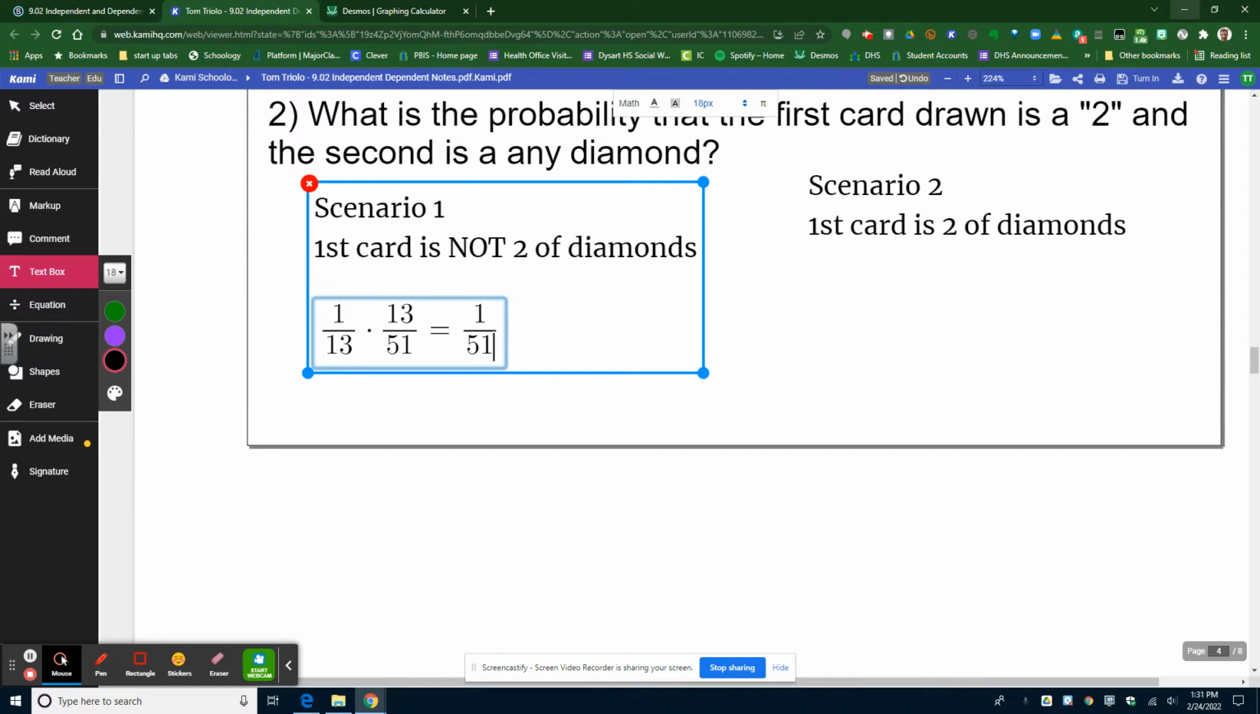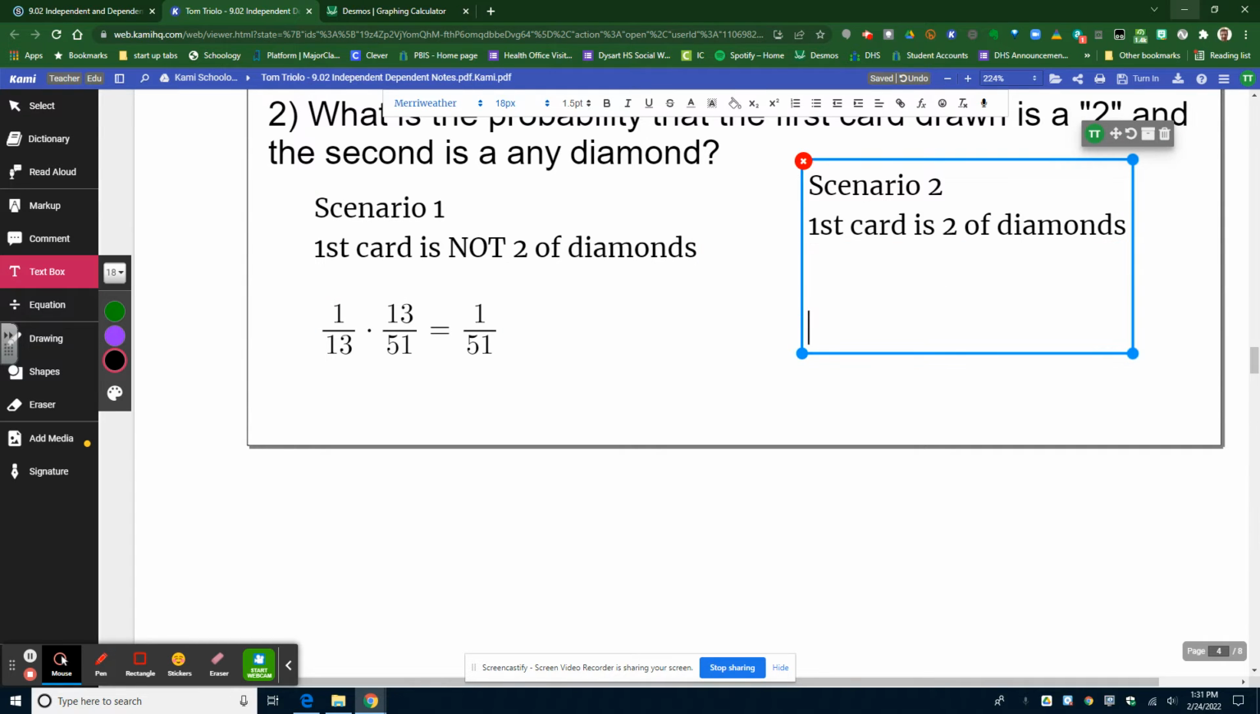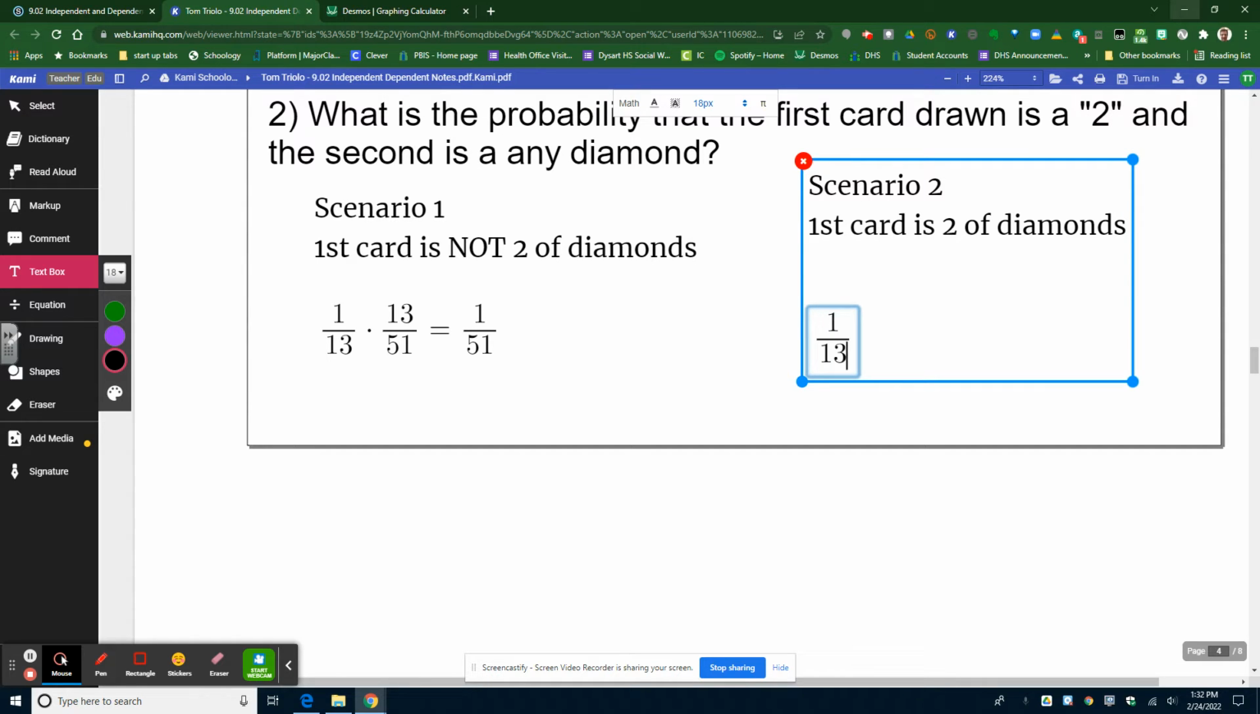But if my first card is a 2 of diamonds, now it's a little different. So the first part's the same. It's still 1 out of 13 because there are only 4 twos. Remember, everything's back in the deck. But now, how many diamonds do I have left? 12. I only have 12. Okay. So this one, guess what? 12 doesn't go into 51. Well, is part of 12 going into 51?